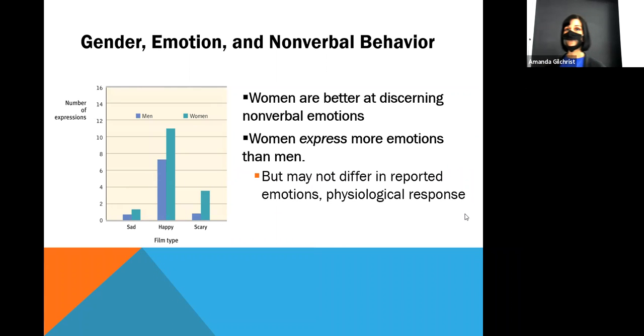So here's something kind of interesting. It has often been said that by and large, people who present as female are the more emotional gender. Here's what we know about gender and the relationship between emotion and nonverbal behavior. By and large, people that present as female do have better ability at discerning nonverbal emotions. Now, I would argue that some of that is largely socialization.